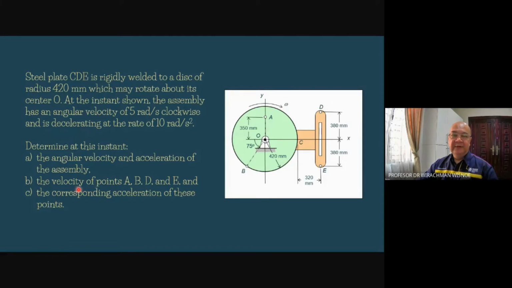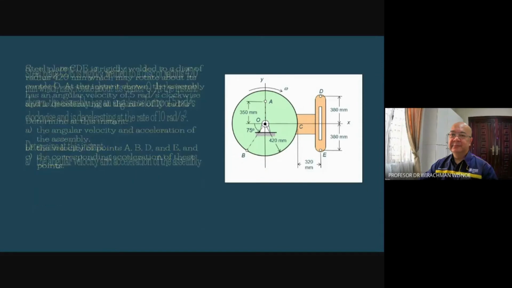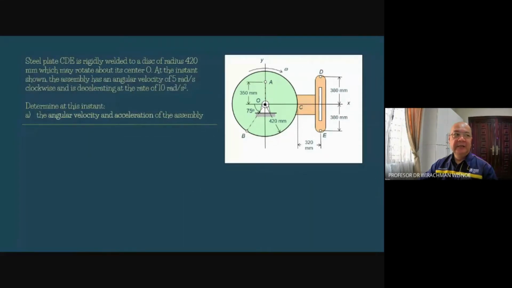B, the velocity of points A, B, D, and E. And C, the corresponding acceleration of these points. Let's start with question A. What is the angular velocity and acceleration of the assembly? The angular velocity and acceleration is given in the problem.